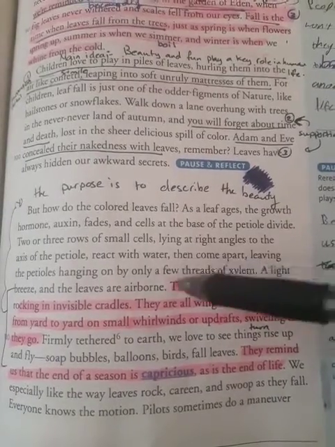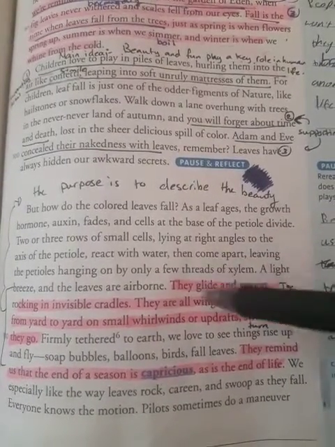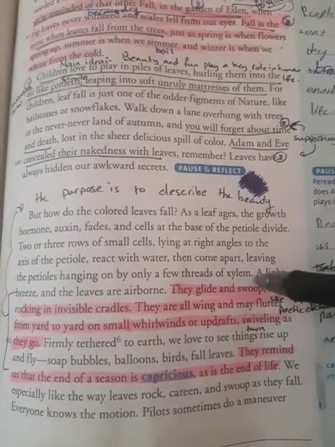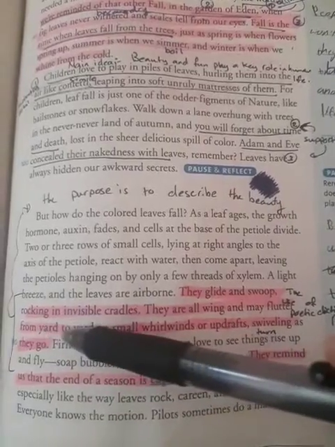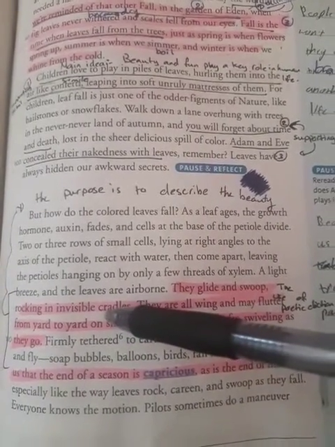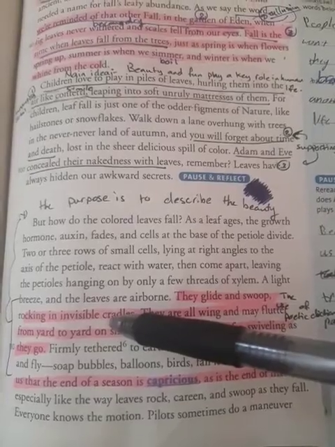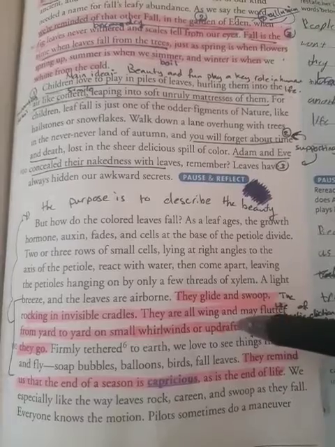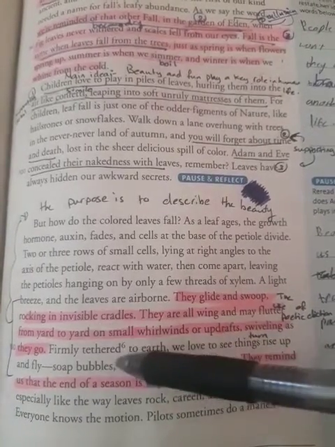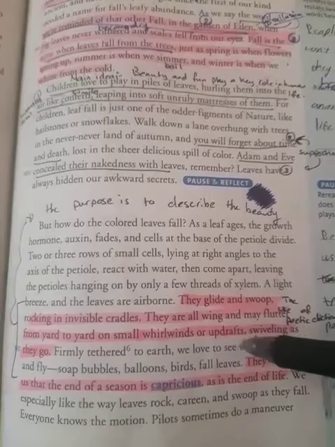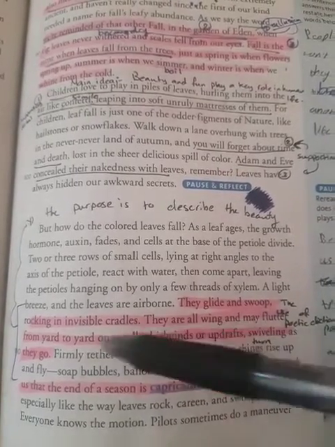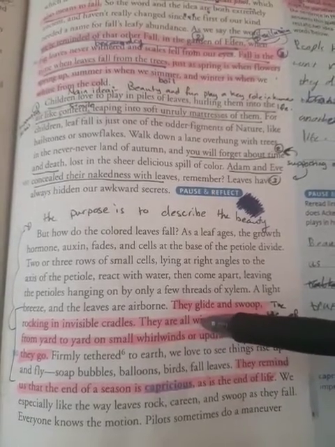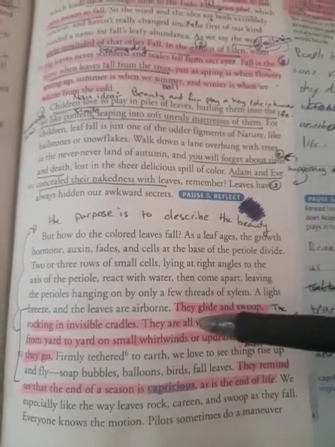They here are referred to leaves. They glide. Glide means moving. So leaves glide or move, and they swoop, which means attack, rocking in invisible cradle. You know that the cradles mean baby bed. Okay, they are leaves, are all wing and may flare from year to yard on small whirlwinds or updraft, swiveling, which means turning as they go. Now, look at the words or terms the author used here to describe the beauty of leaves.